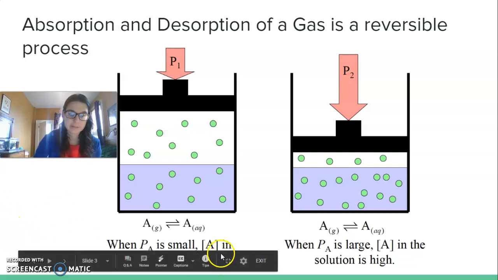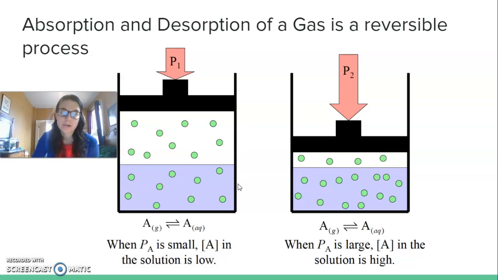When the pressure applied is small, the concentration of gas in the water is relatively low, but we can put more pressure on to increase the concentration of the gas, so the solution has a higher concentration. These are both reversible, so we can also start with this image, P2, decrease the pressure, and we would notice gas coming out of the solution.